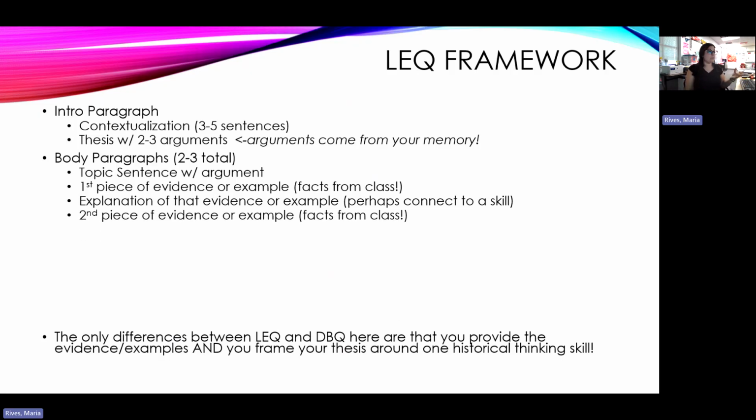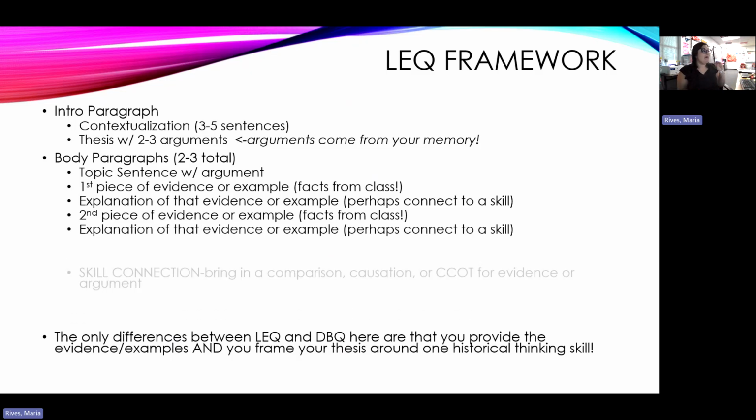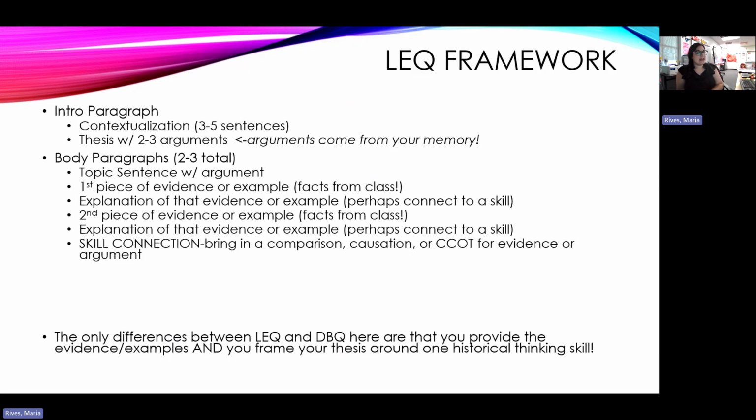You're then going to have another fact, another piece of evidence, something we learned in class. You'll follow it up with an explanation, how it goes with your argument. And then you're going to have a sentence that connects your argument to the skill. So here's where you can then, if you didn't do it in the explanation, bring in a comparison, a causation, or a continuity change over time explanation. I'll show you an example of this in a moment, but you definitely need to have a sentence in there with that skill component and use the skill that works best with the prompt. You don't have to. You can use either of the three skills, but it's probably best to pick whichever one goes with the prompt, goes with the verb in the prompt. You'll then end with the concluding sentence.